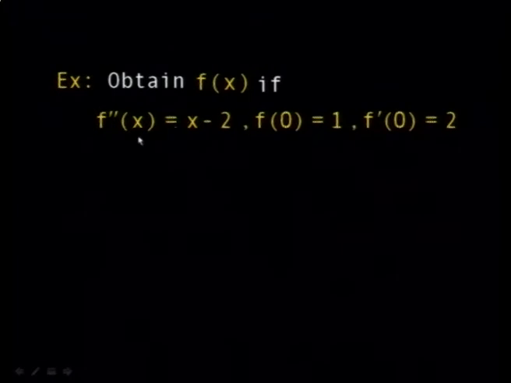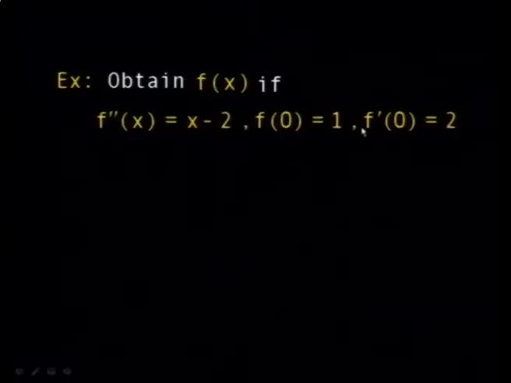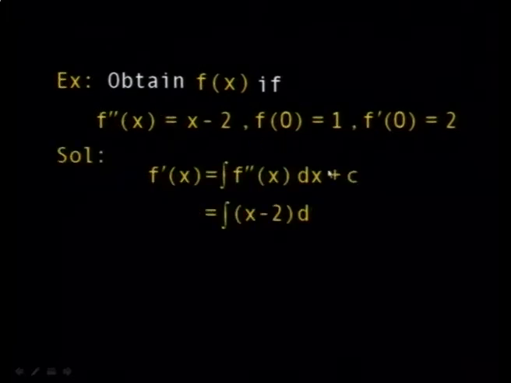Obtain f of x. This is what you call a simple differential equation. You have, for example, d2y by dx squared equal to x minus 2, and you are given initial conditions, because I told you before that the solution of any form of integration is a family of solutions. You have to pick one here, because it's a second order equation, so you have to have two initial conditions. So what you do is integrate this, and you use this formula.